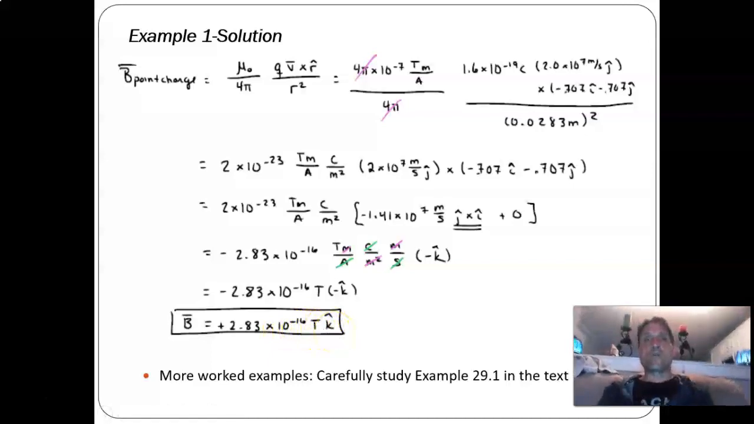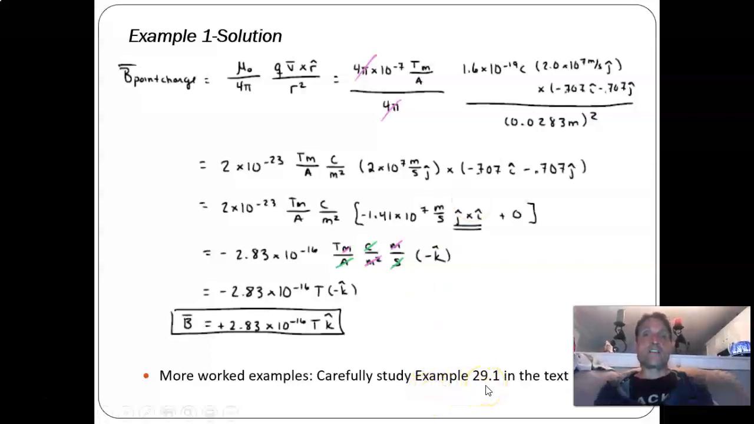So I went through this a little quickly at the end, but I encourage you to go through it, and we can go through it during the synchronous lecture on Monday if you have more questions. But this, again, is where you need to know how to do the cross product. So look over the notes from yesterday and stop by if you have any questions. There's another example, 29.1 in the text. So you should be able to do this on a homework or on an exam.